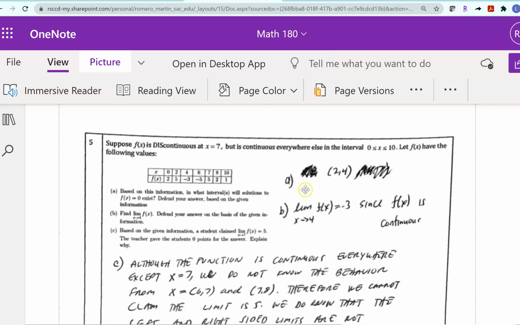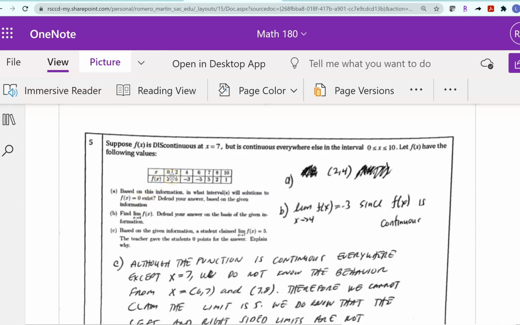We're going to take a look at problem number 5 from the midterm review. So the first question is, how do we know if f of x equals 0 exists, which means is there a point where the graph or function would cross the x-axis, right? When y equals 0 or the function equals 0. That's what we're trying to analyze.